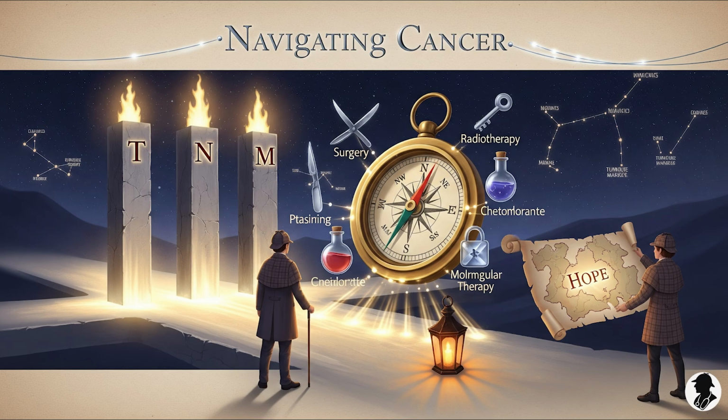Good framework. Let's start with G for grading. Grading is all about looking under the microscope, isn't it? Assessing the cellular characteristics. How much do the cancer cells look like the normal tissue they came from? Okay. So think of it maybe like a polite society. Yeah. Well-differentiated cells, G1, they're still quite well behaved. They look pretty similar to the parent tissue. Like you can still see glandular structures in a G1 colon cancer.